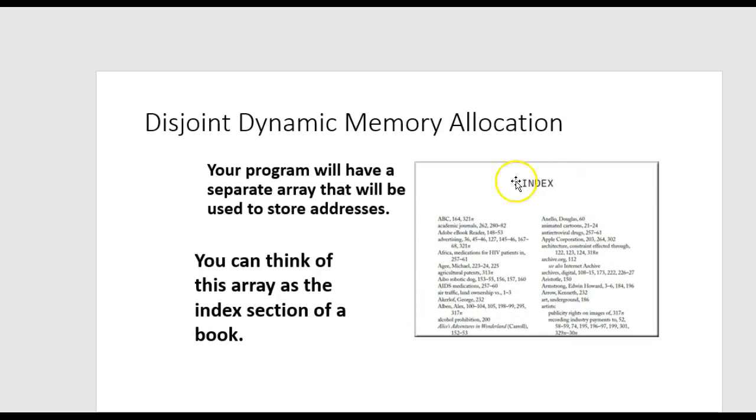So here's an index to a book. Notice some type of topic and then the page number, topic and page number, topic and page number. When you're dealing with disjoint dynamic memory, it's basically the same thing. Your program will have a separate array that will be used to store addresses or locations of data. You could think of this separate array as this index to a book.